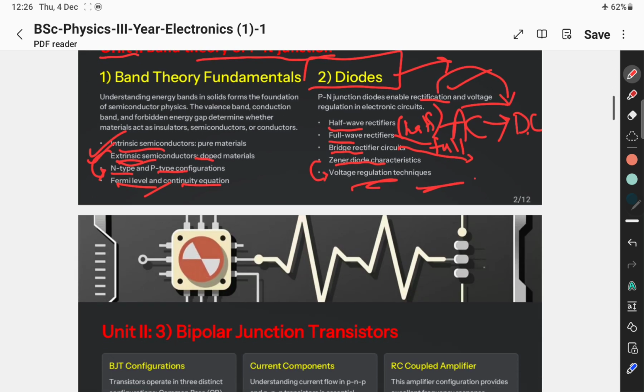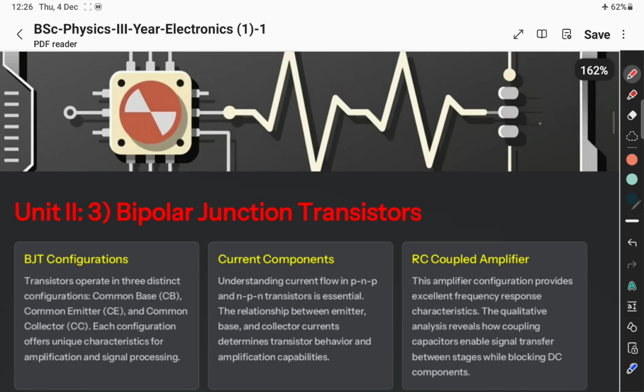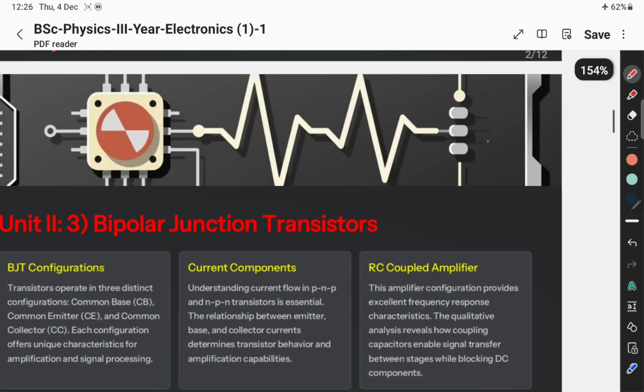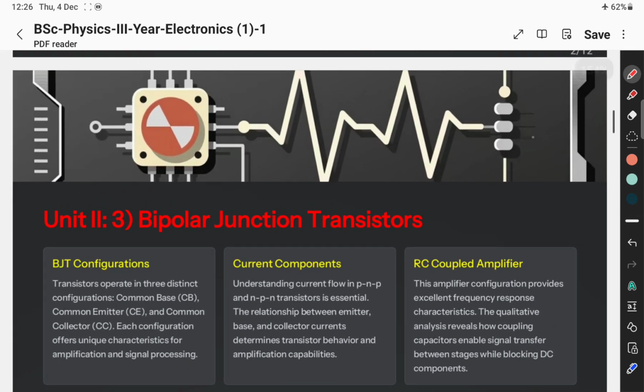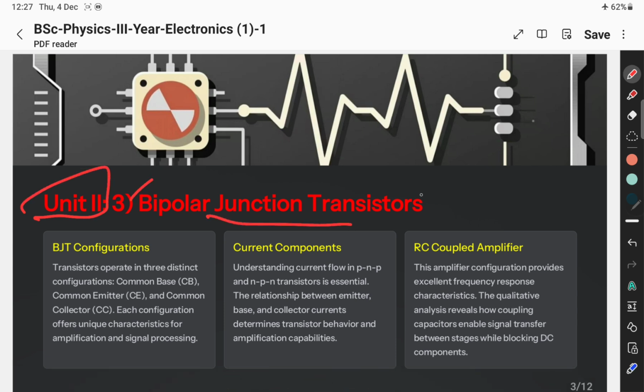Moving ahead, now I hope it's clear that in unit 1 you have two parts: band theory fundamentals and diodes. Now moving ahead, the next unit is bipolar junction transistor. In unit 2, the third part is bipolar junction transistor, which is usually called BJT, bipolar junction transistors, BJTs.